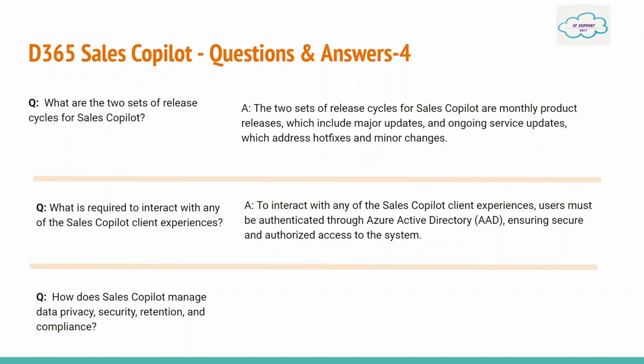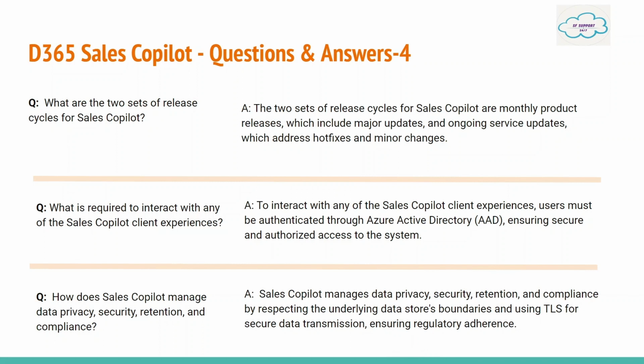Next question. How does Sales Copilot manage data privacy, security, retention, and compliance? By respecting the underlying data stores' boundaries, and using TLS for secure data transmission, ensuring regulatory adherence. Broadly, data security comes in two phases. One is data at store, meaning when data is stored, and data in flight. For data at store, Sales Copilot depends on the corresponding data storage mechanisms to make sure that they are secure and compliant, and when data is in transit it uses TLS, an industry standard practice.